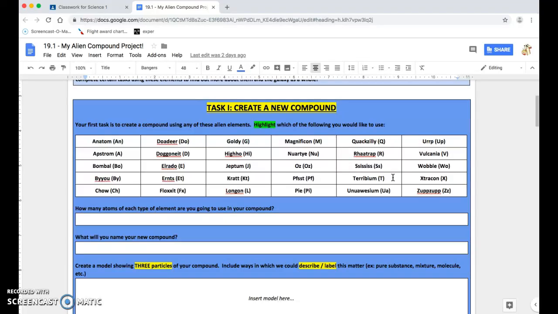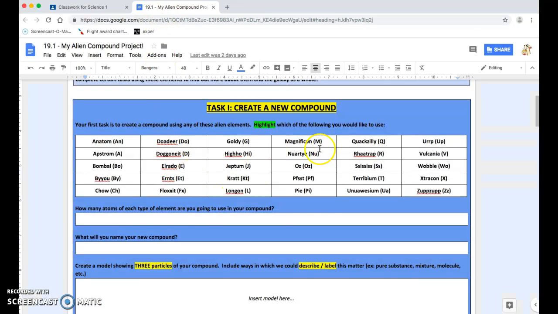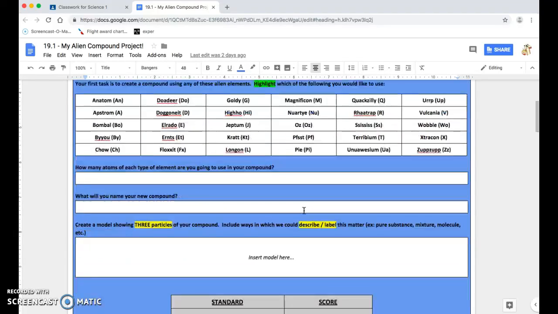So there are a number of different tasks, and task 1 is you actually have to create a compound. It might be a good thing to go back to your chemistry outline to take a look if you need a little bit of a reminder as to what all of these different terms are, because it has been a while since we've done them, but you can still go through and look up that information again.